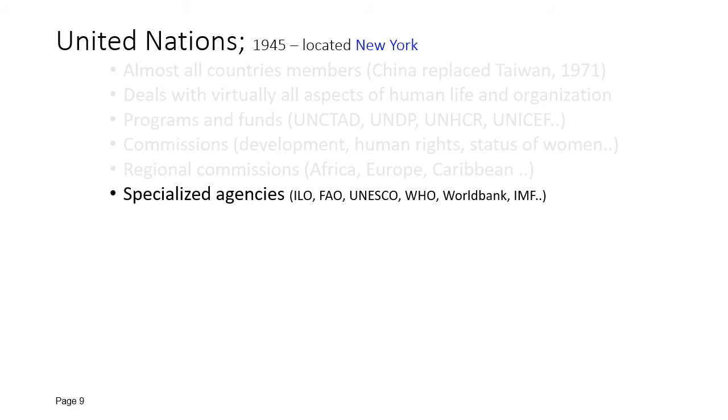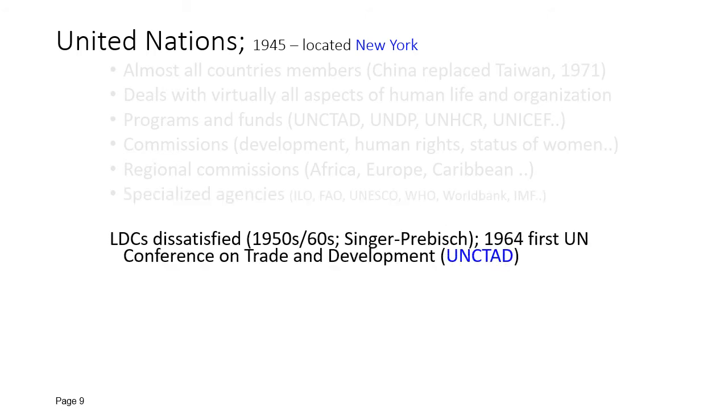There are also a lot of other specialized agencies like the International Labour Organization, the World Bank, and IMF. These are independent organizations, but they have working relationships with the United Nations. And the United Nations also did some discovery and some look into the least developed countries, that's the LDCs.